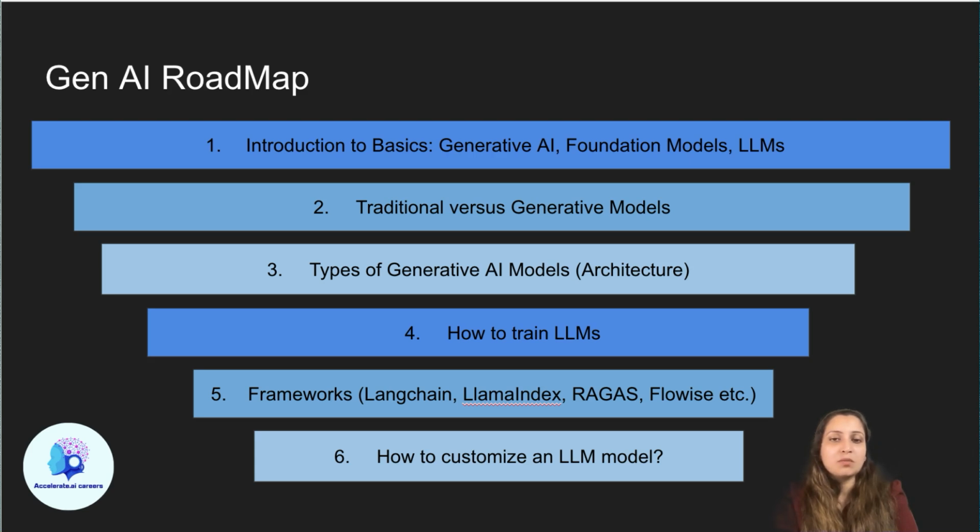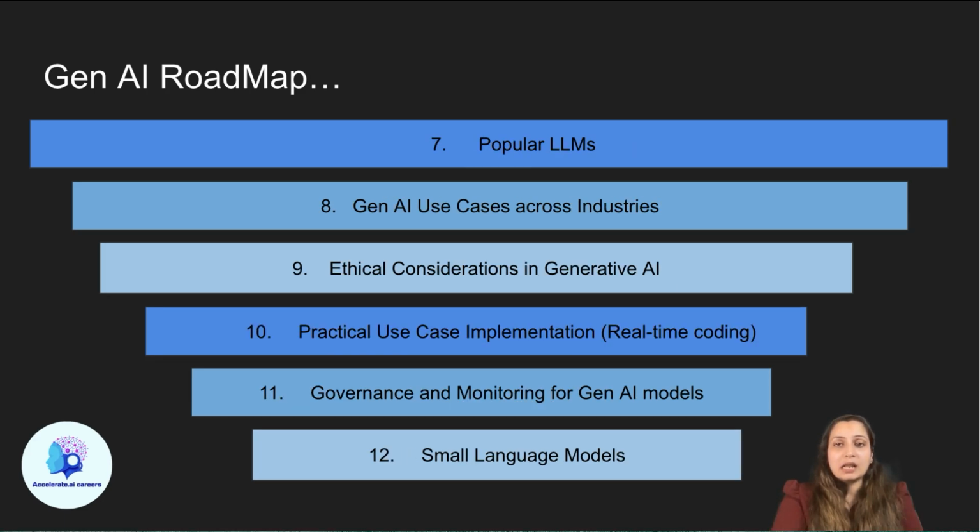What's the difference between prompt engineering, prompt tuning, and fine tuning? Then we will delve deeper into some famous frameworks used for LLMs such as Langchain, Llama indexing, RAGAS, Langsmith, Flowwise, and so on. We'll also do practical implementations for each of them. Followed by how can we customize an LLM? What are the parameters we can customize? How can we generate prompts for these LLMs? What could be customized?